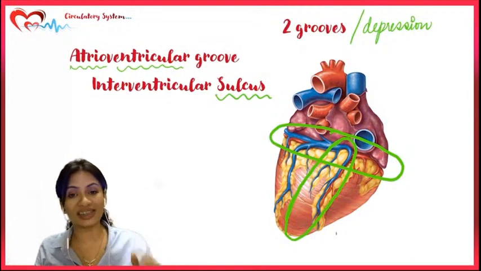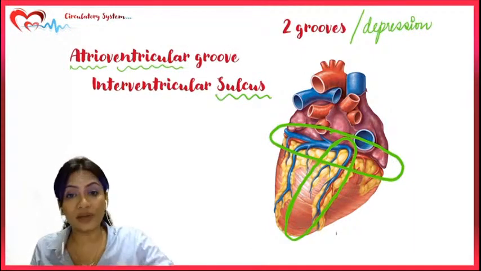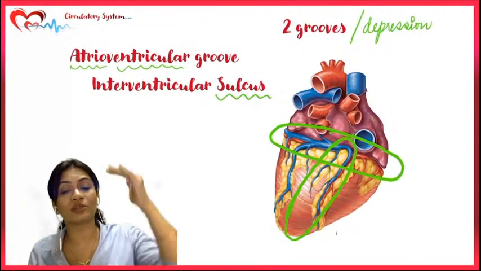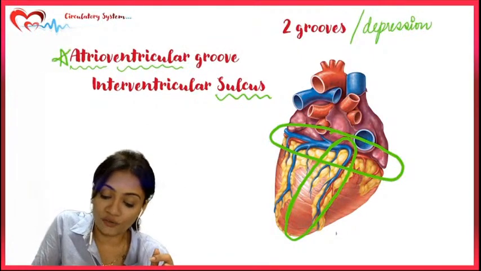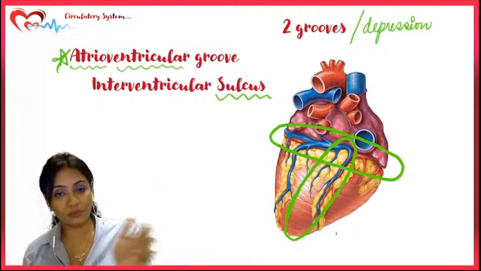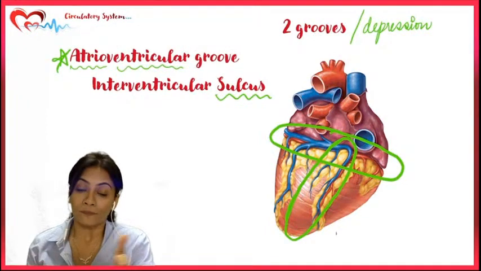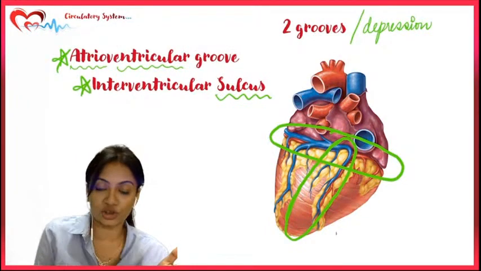But basically on the external surface of the heart, how many grooves are there? There are two grooves. One is between atria and ventricles. What do I call that? Say quickly, it's called the atrioventricular groove. And then the next one is between the two ventricles, so we'll call it the interventricular sulcus.